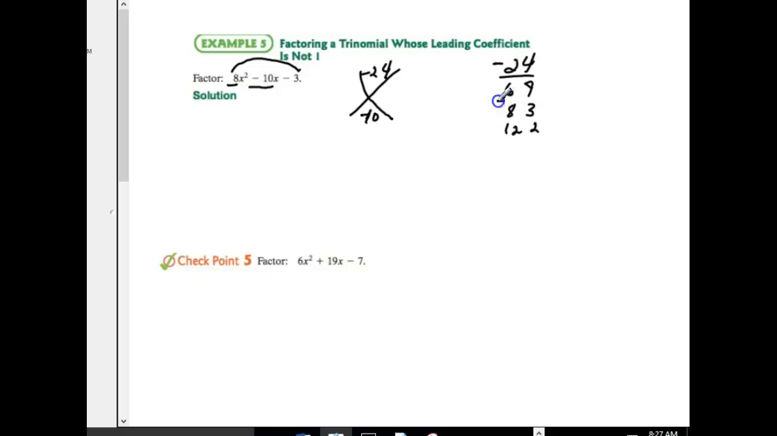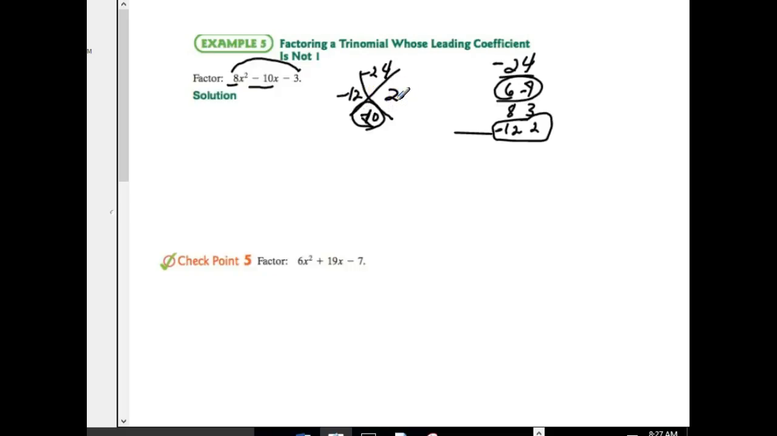So at first glance, a lot of people pick the 6 and 4, but remember, one of those has got to be negative, and therefore that would not add up to be negative 10. However, on this one, if I picked negative 12 and positive 2, then that would end up being a negative 10. So that's the two I'm going to pick, and I put them here and here.